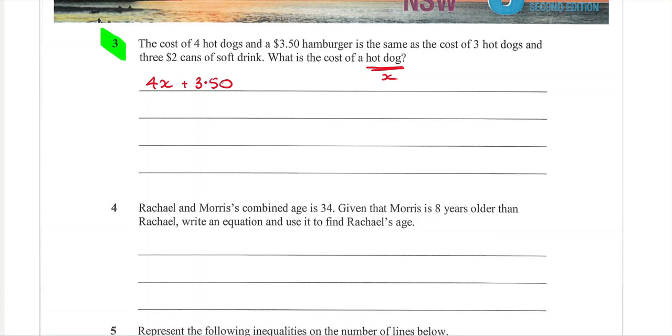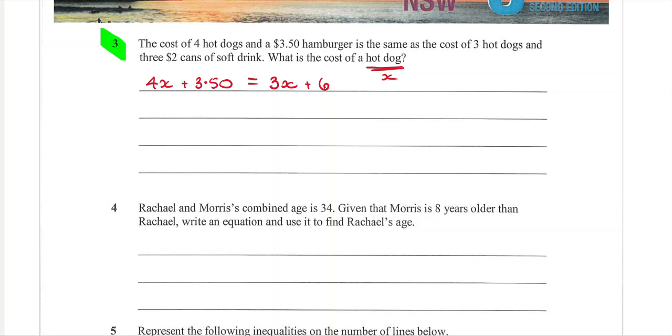Okay, so that would be the cost if you ordered that. 4 hot dogs and $3.50 hamburger is the same as, so that means equals to, 3 hot dogs. Well, X is a hot dog, remember, so 3 X's and 3 $2 cans of drink. How much money have I spent on cans of drink? 6. So let's just go plus 6 because that's way less confusing. There is the equation. But now to solve it, because I want to know what X is.